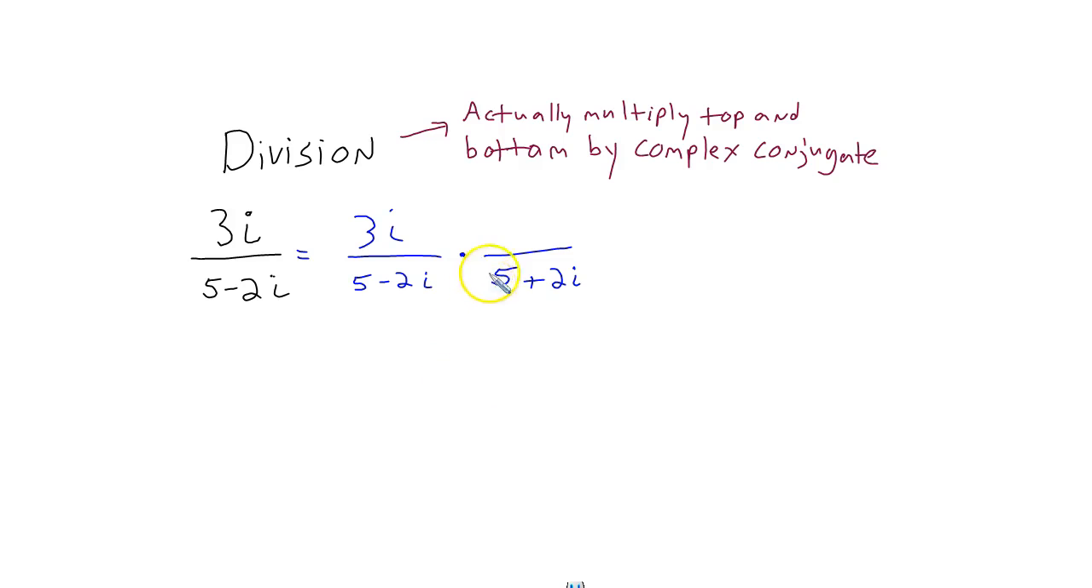Now the top, we use the complex conjugate of the bottom again. So multiply top and bottom by the complex conjugate of the bottom. Now you'll see why we do this in just a second. Okay, let's start by multiplying the top.